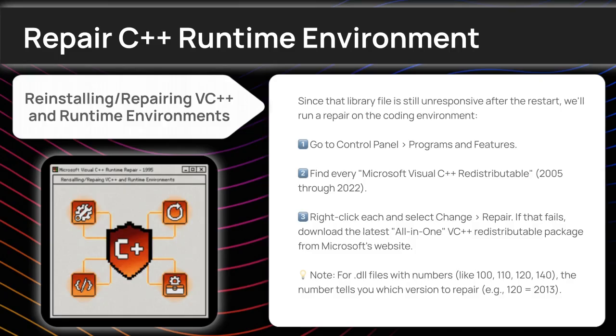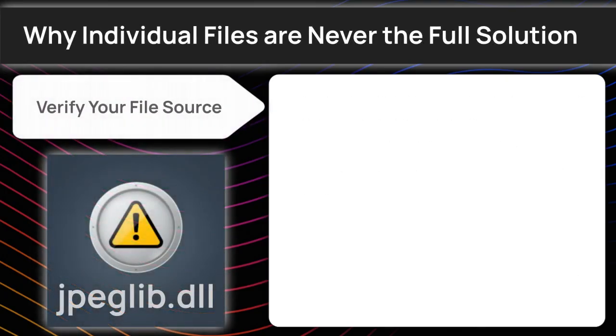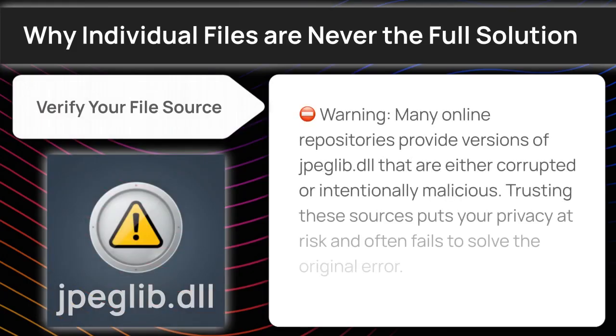Please note that for DLL files with numbers, the number tells you which version to repair. For example, 120 equals 2013. From a systems engineering perspective, there is one major security pitfall I need to help you avoid. Remember that JPEG Library DLL is part of a complex ecosystem. Changing it manually without updating its dependencies can lead to permanent errors.